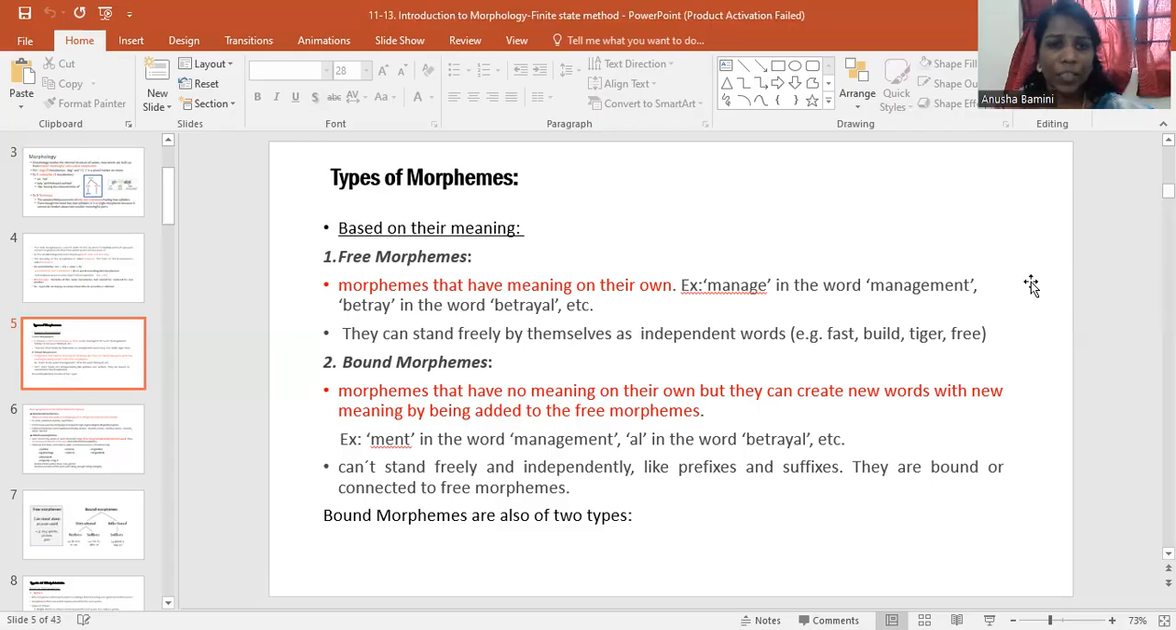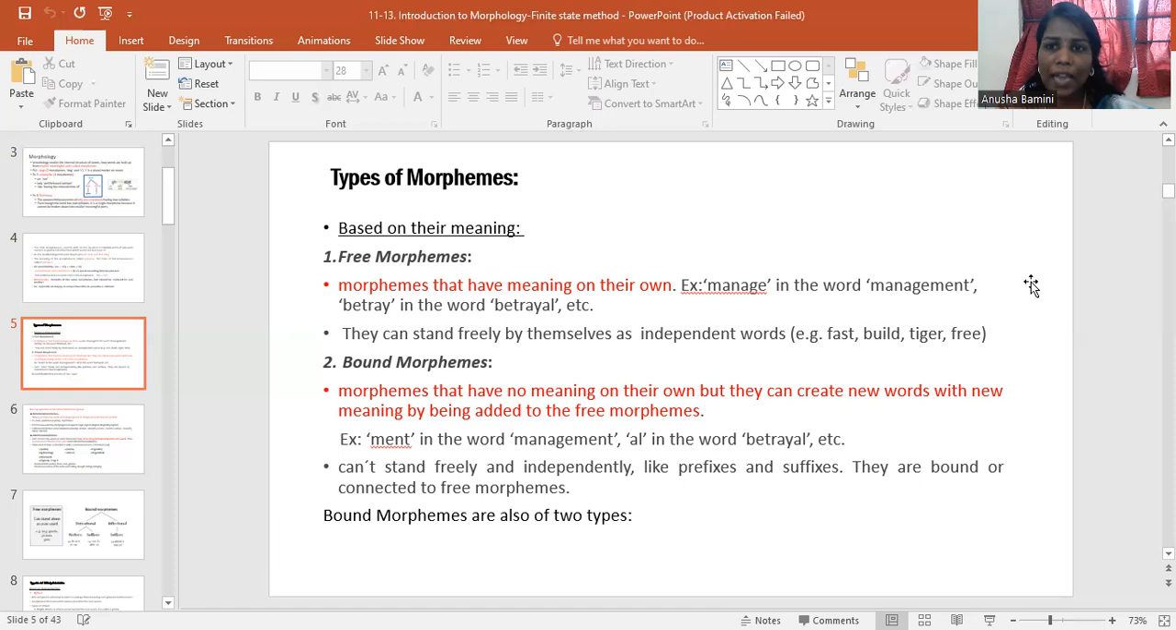The next one, based upon the meaning, the second type of morpheme is called a bound morpheme. A bound morpheme means the word alone doesn't have any meaning. If I add some letters or words together, then it will have some other meaning. For example, consider the same previous example, the word manage. I added ment to it, so it became a new word with a separate meaning. Consider ment by itself. Ment has no meaning on its own.